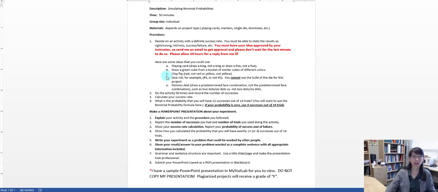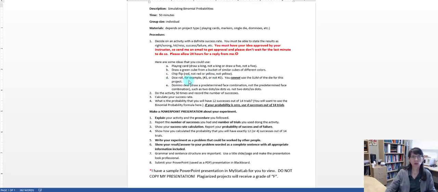With the chip flip activity, you might have a plastic chip that has two different colors, and when you flip it, it could land on the red or the yellow or whatever the colors are that you have. So you would have to choose which color you're calling success before you begin flipping that chip 50 times.